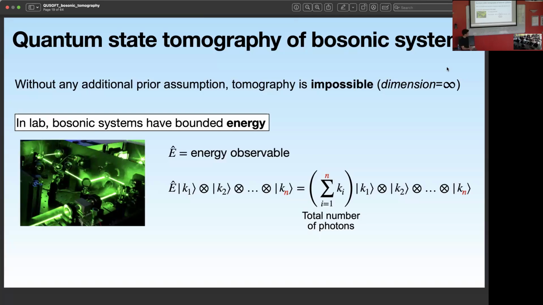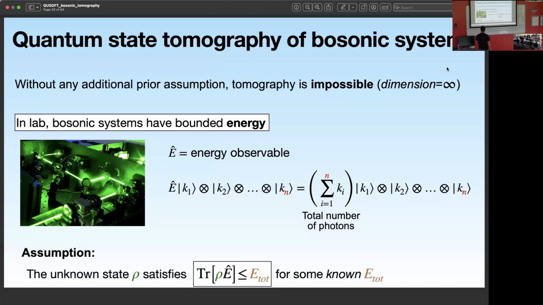We can define the energy observable. It is defined like this. It acts on the tensor product of n Fock states. This is an eigenvector of the energy operator, and it basically counts the total number of photons. It's also called the total photon number operator. The prior information that we have about our unknown state rho is that it satisfies what is called the energy constraint: the expectation value of the energy operator on rho is upper bounded by a known constant E. That could be, as I said, the energy of the sun, but also, for example, the energy budget that you have in your lab. We are interested in the scaling with n, the number of modes, and this known constant scales with n. It's the total energy.